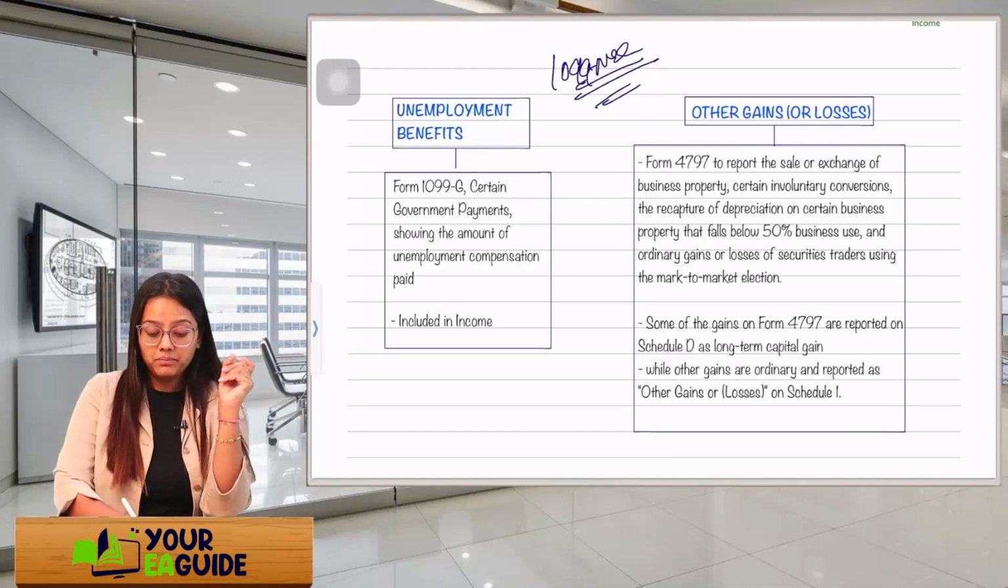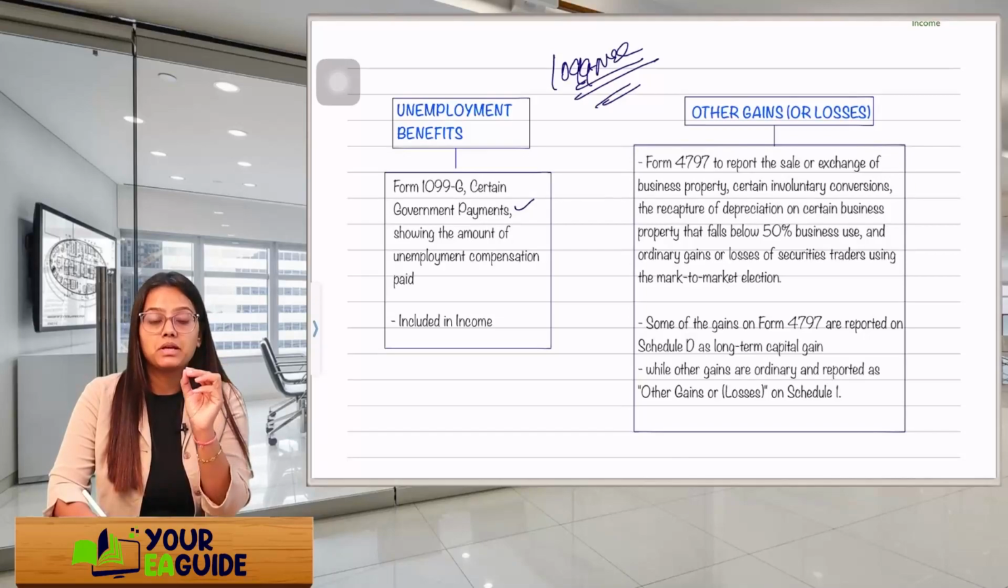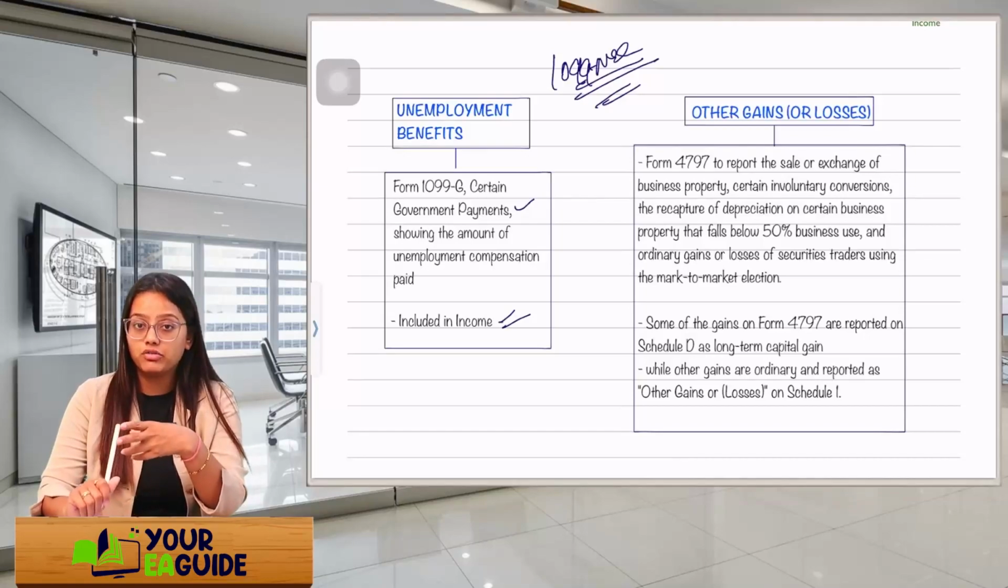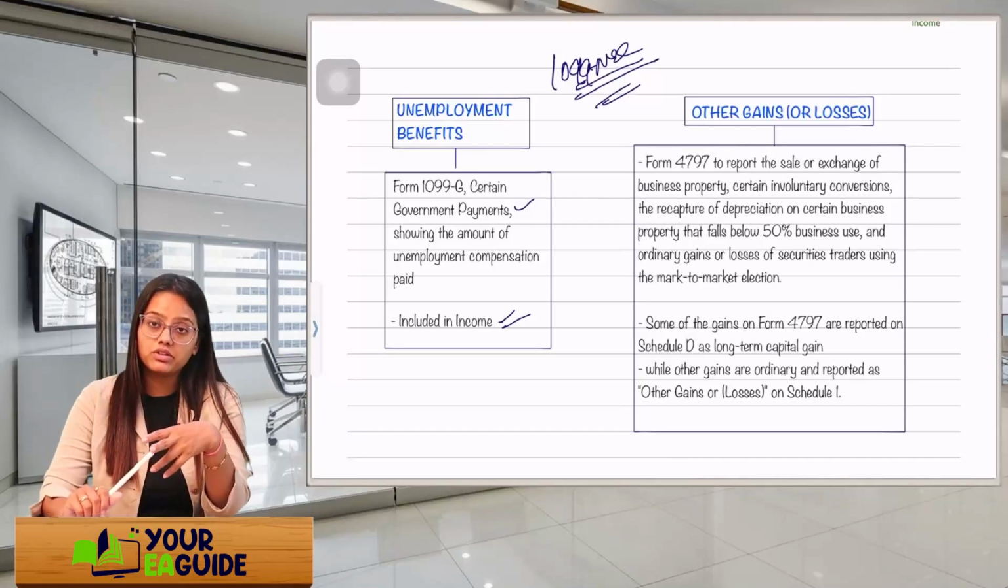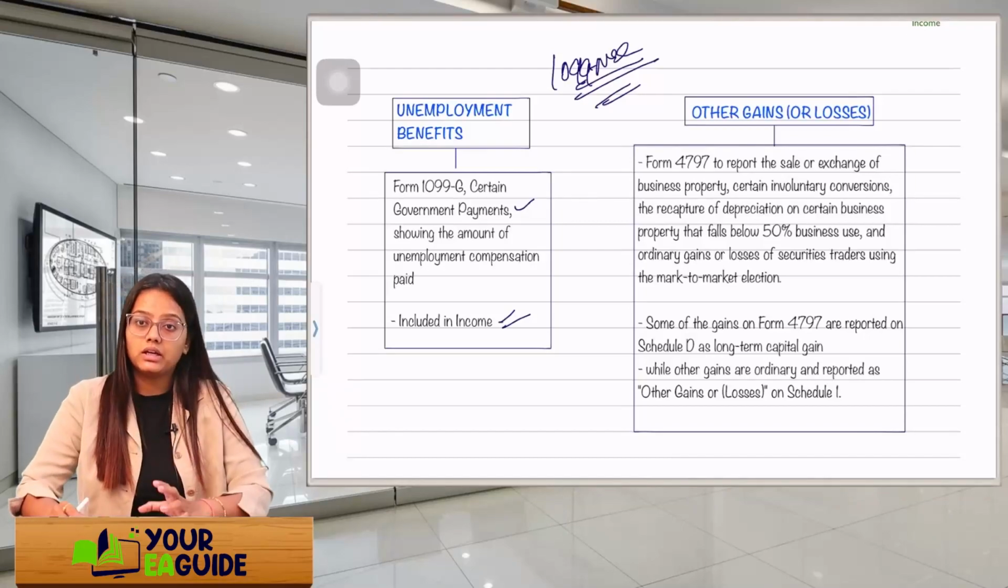This is important. Unemployment benefit is reported on Form 1099-G. Certain government payments showing the amount of unemployment compensation paid will be included. Any government payments, if you're going to receive, unemployment benefit is considered. So it will be included. Or let's say you receive a refund from the state or federal government, you will receive 1099-G. So it will be included in 1099-G and you will include it in the income.